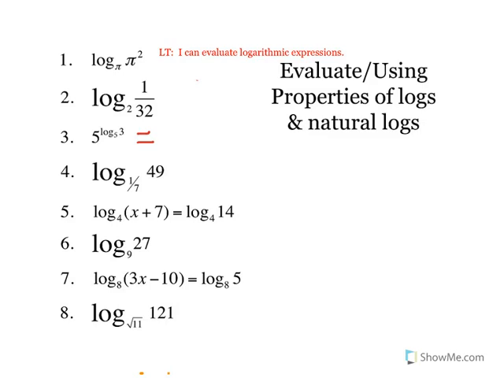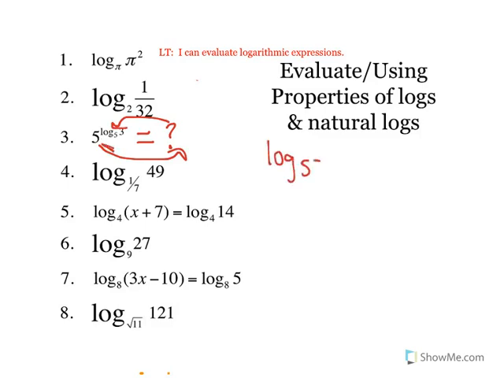Remember that this is a situation, again, where you can rewrite it using the around the world method. Okay? So I want to know what 5 to the log base 5 of 3 power equals. This is an exponential function. I can figure out what it equals by rewriting it as a logarithm. Okay, so around the world, here we go.